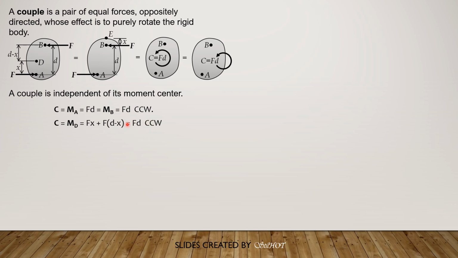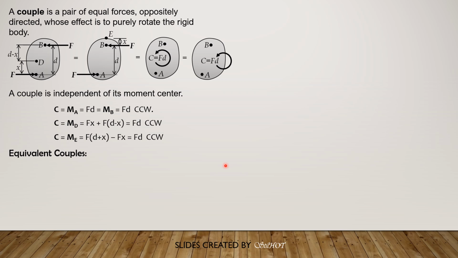If we choose point E, the moment of the force at A is positive because it is counterclockwise, and the moment of the force acting at B about E is negative because it is clockwise. So it is F times (d plus x) minus Fx. So the result is still Fd and the sense is counterclockwise. So that is what we meant by a couple is independent of its moment center. Then I'll discuss next equivalent couples.